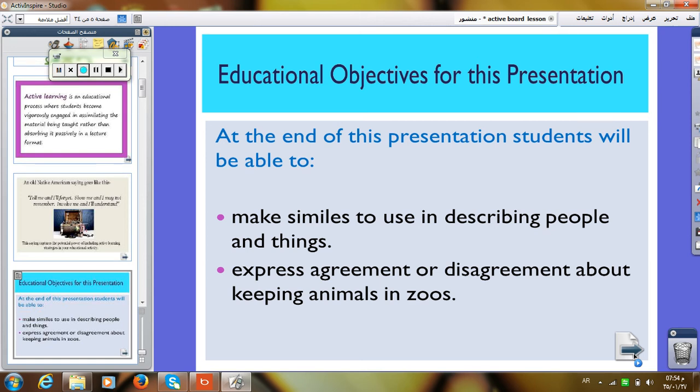The educational objectives for this presentation. At the end of this presentation, students will be able to make similes to use in describing people and things, and express agreement or disagreement about keeping animals in zoos.